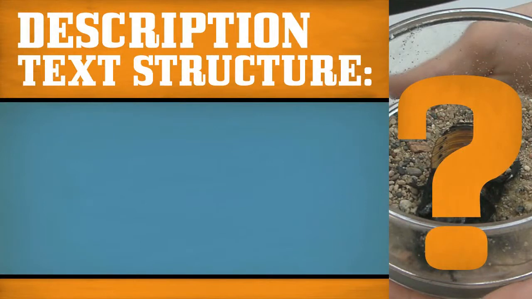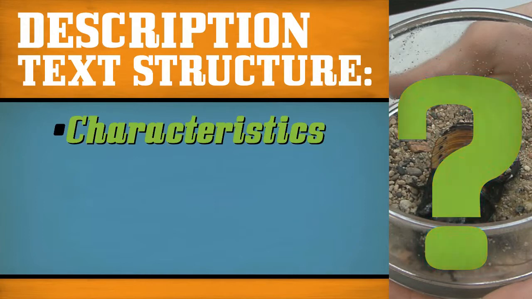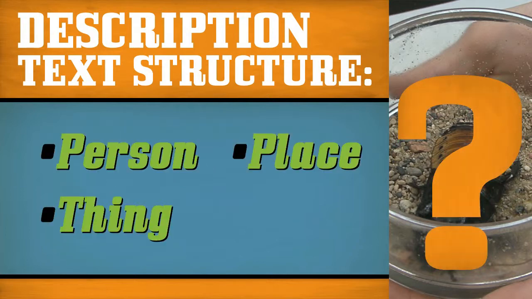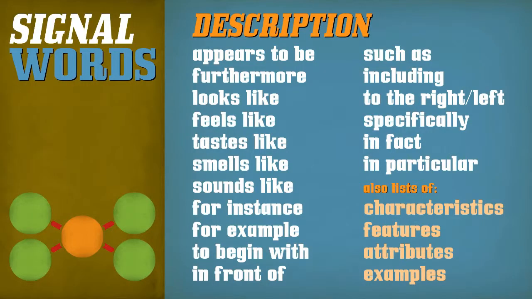As Callie reveals the mystery creature to Josh, keep in mind these key elements of description text structure. It's a structure that authors use to describe characteristics, features, attributes, or examples of a person, place, thing, or idea. Authors use sensory words such as feels like, tastes like, smells like, or even sounds like to make their descriptions clear. Skillful authors also use signal words like these to help us identify the text structure they're using. Some signal words that authors use are, for example, such as, or including.